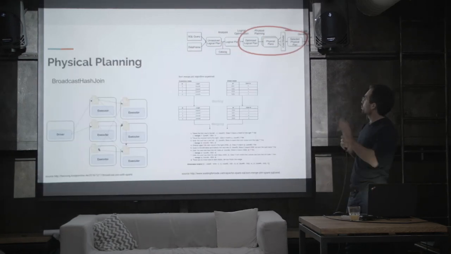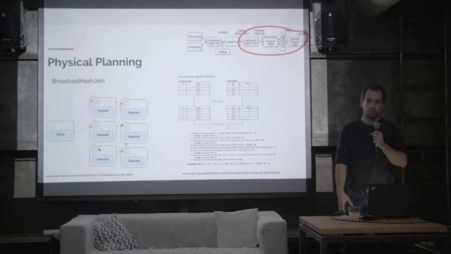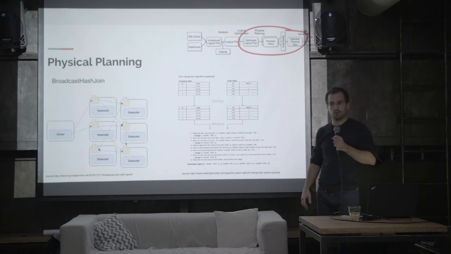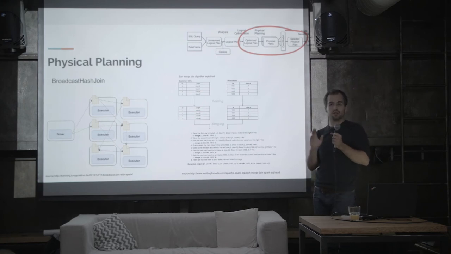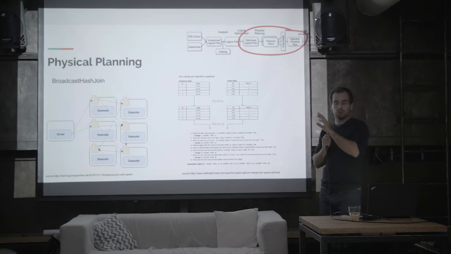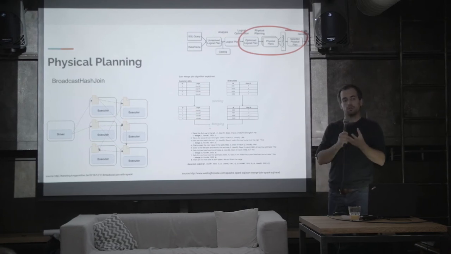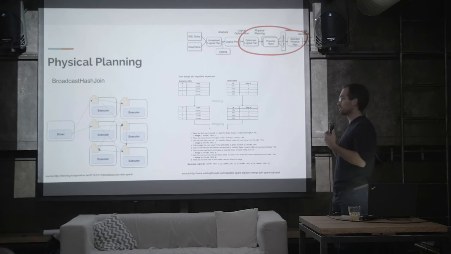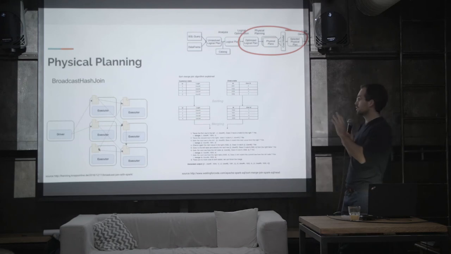Okay, so before we go to the next part, the physical planning, let's quickly go through something called joins. Most of you, I think, heard about joins, like inner join, left join, cross join, and so on. But this is not what I want to talk about. We need to know how the actual execution of a join in a distributed application, such as a Spark application, is performed. So Spark has a lot of different types of joins. I will focus on two of them.